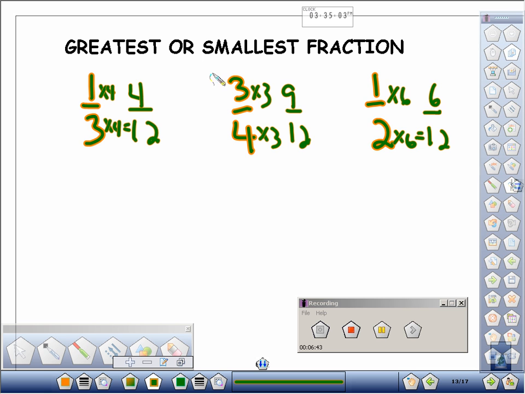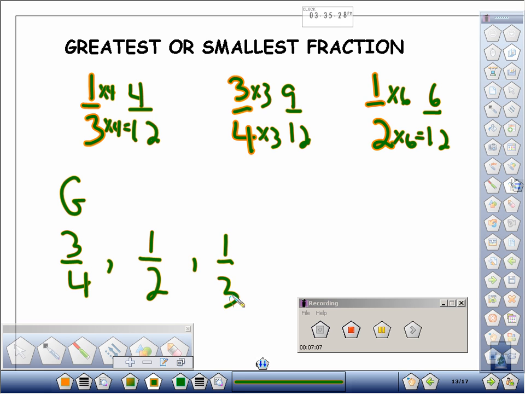If we were going to put them in greatest order, I'll put a G for greatest. 9/12 is bigger than the other two, so I'd say 3/4 is the greatest one. 1/2 would be next, and the smallest one would be 1/3. If I wanted to put them in order from least, obviously I'd go 1/3, 1/2, and then the biggest one is 3/4.